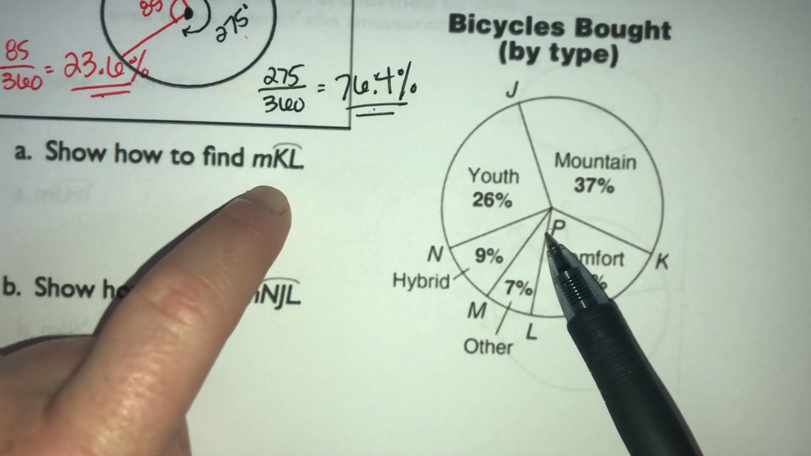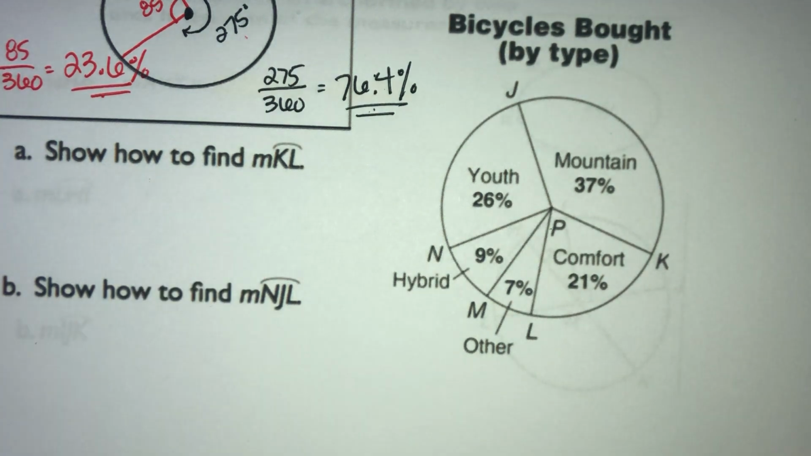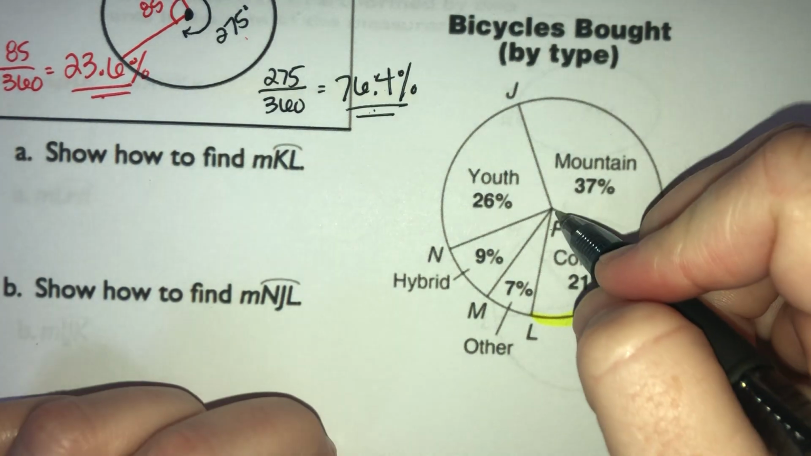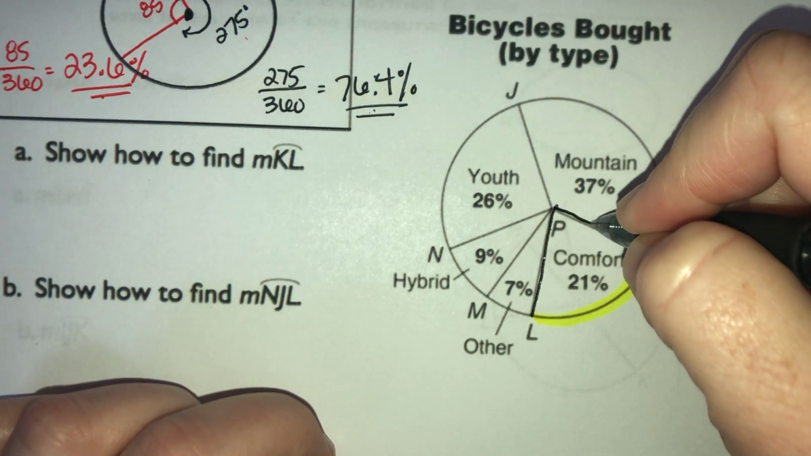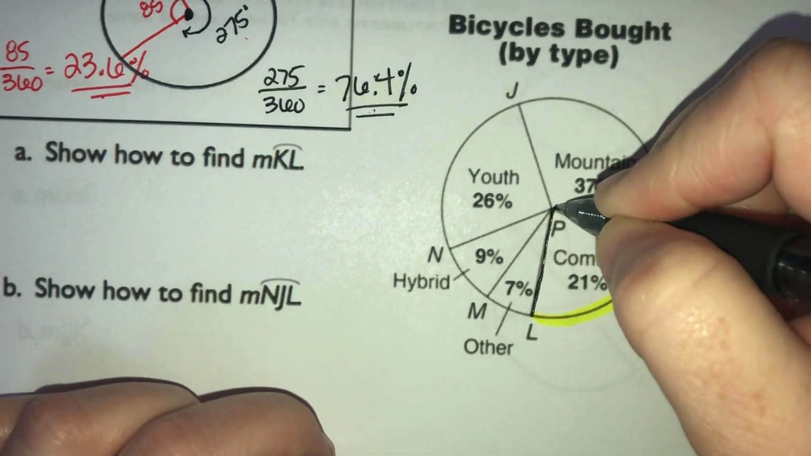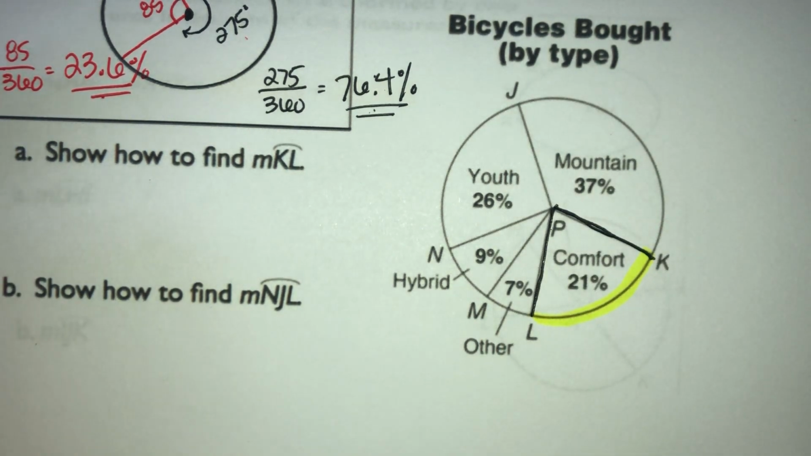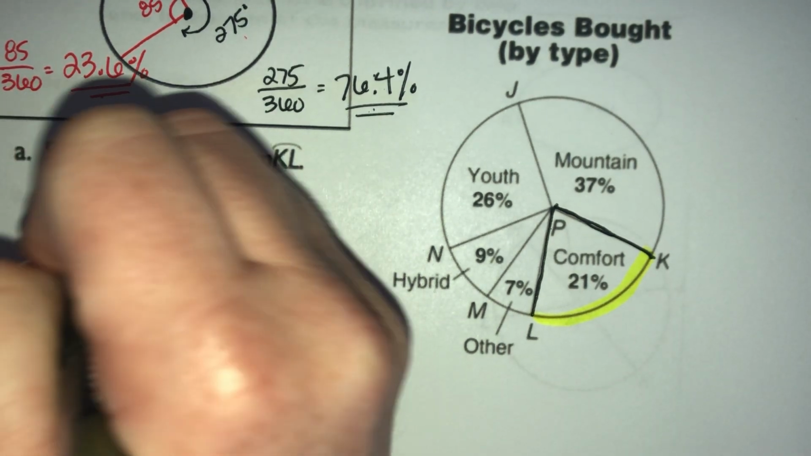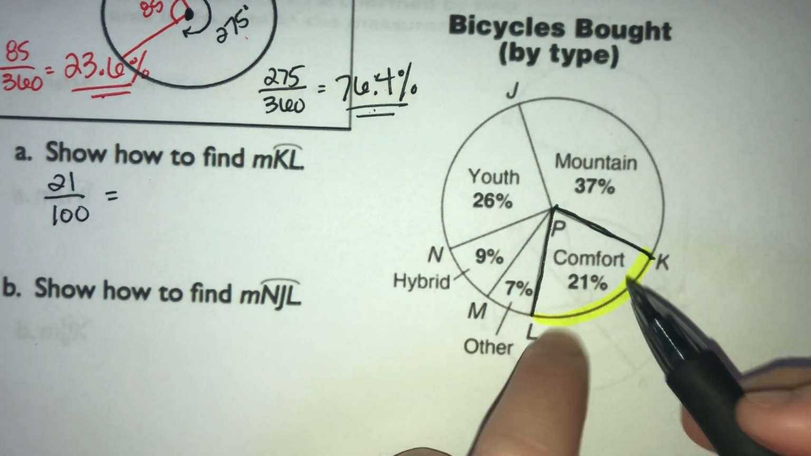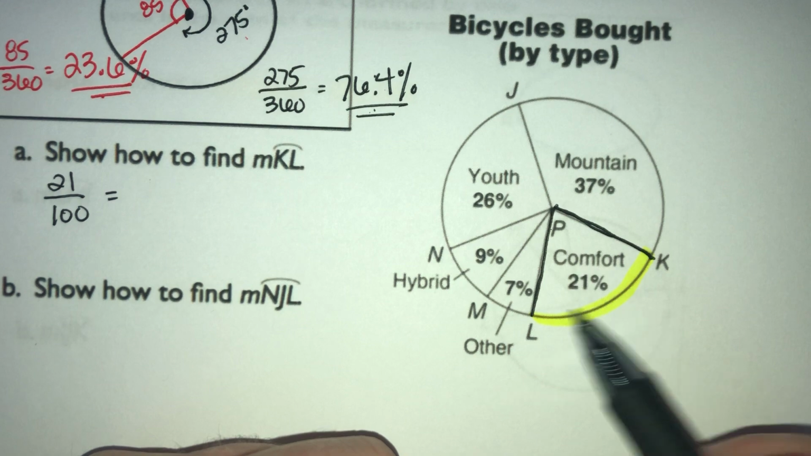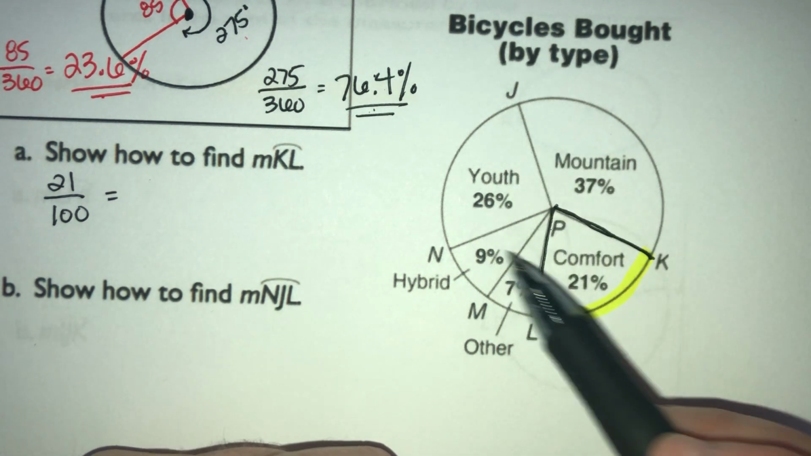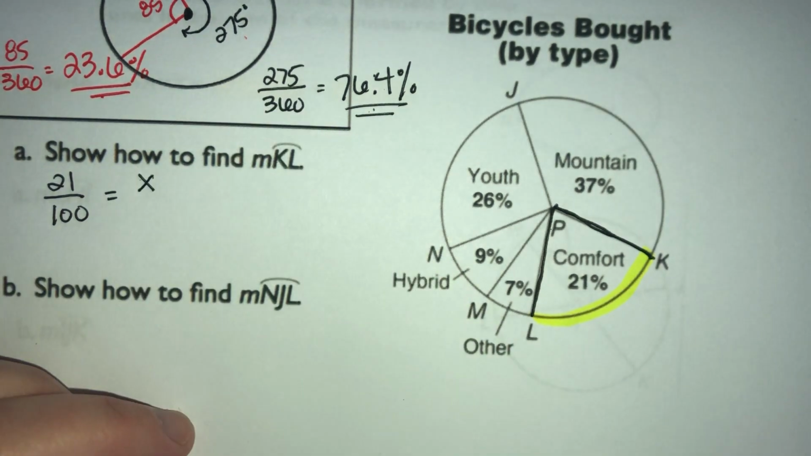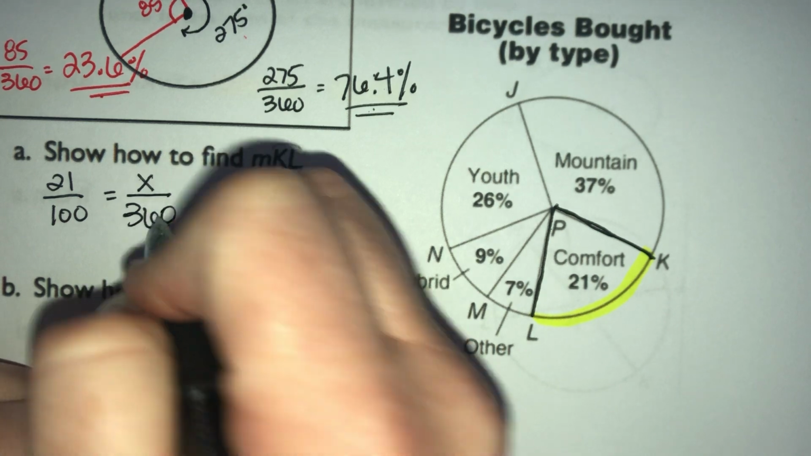All right, show how to find the measure of arc KL. So KL is this guy, and it tells me that that portion of my circle represents 21% of my circle. So out of the full 100% of my circle, this is 21. So 21 out of 100, if I know it's 21% of my circle, how can I figure out how many degrees it is? Well, the whole thing is 360 degrees, so I want to find the number of degrees this is out of the full 360.